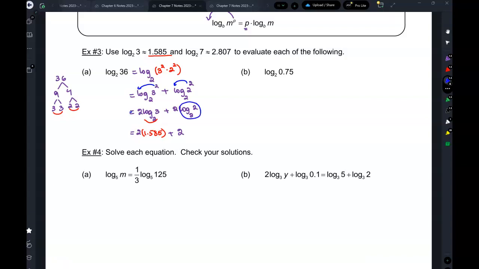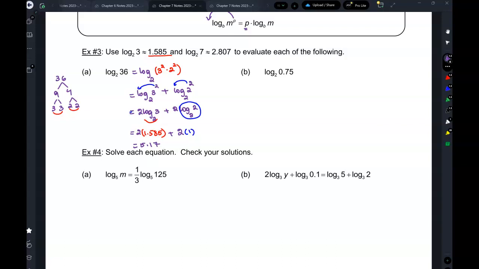Okay, what about this? What's log base 2 of 2? What is the exponent of 2 that would give you a 2? Oh, that's just a 1. I didn't even need to be given that one because I already know. Simplifying this gives me 5.17.